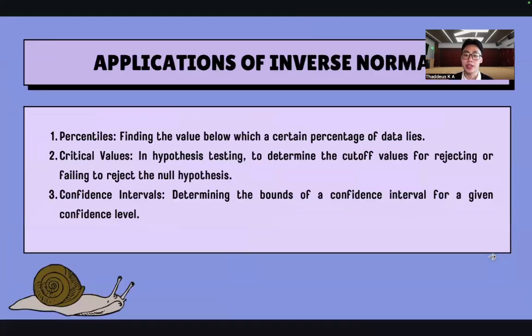And these are the applications of inverse normal. The first one is percentiles. We can find the value below which a certain percentage of data lies. And the next one is critical values, in hypothesis testing to determine the cutoff values for rejecting or failing to reject the null hypothesis. And the last one is confidence interval, determining the bounds of a confidence interval for a given confidence level.